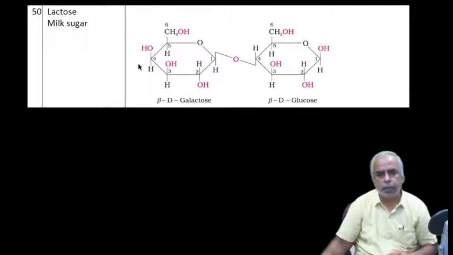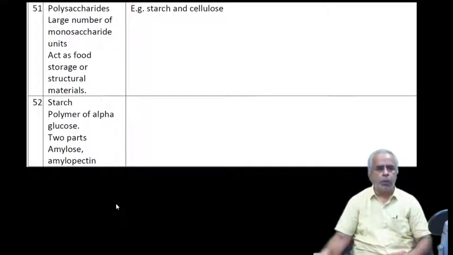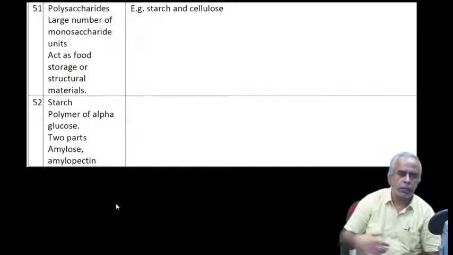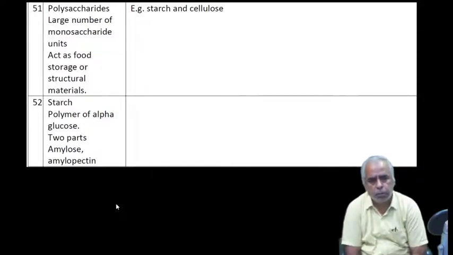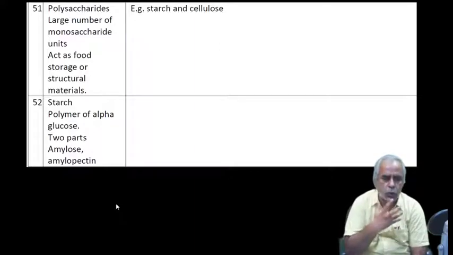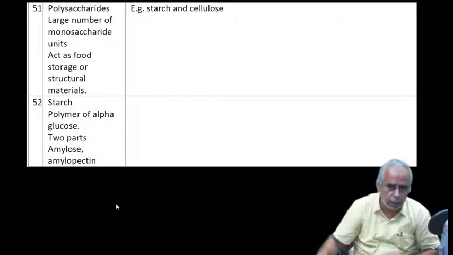And similarly we have polysaccharides. They are starch and cellulose. So a large number of monosaccharides results in macromolecules. In fact, such polysaccharides act as food storage or structural materials. Starch is the polymer of alpha glucose, and it has two parts, amylose and amylopectin.